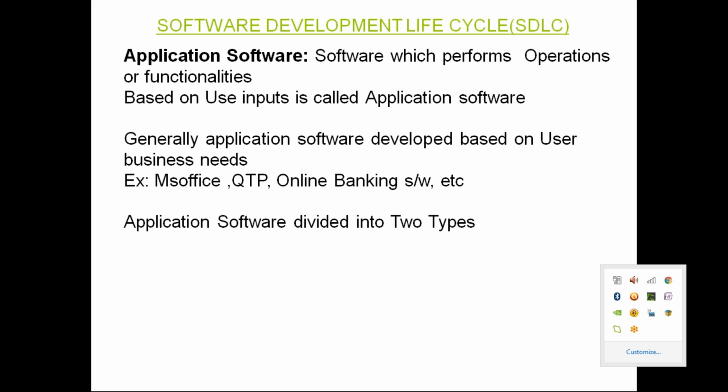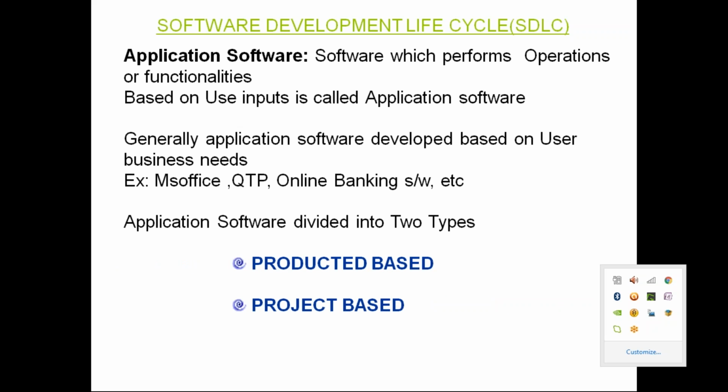But this application software has again been categorized as product-based software and project-based software. And this is actually very important. What exactly are product-based software and project-based software? As the name itself says, product-based software is software developed for worldwide users depending on market standards. Like if you take an example of Skype or WhatsApp, let's take Skype. Skype is product-based software. It is developed for worldwide users.